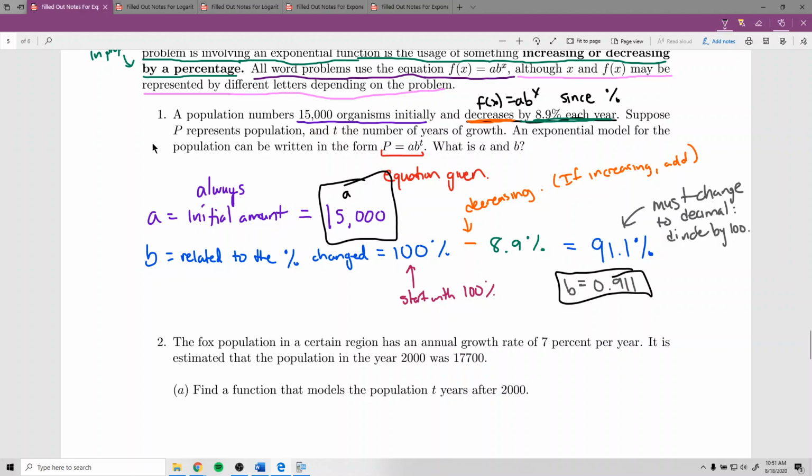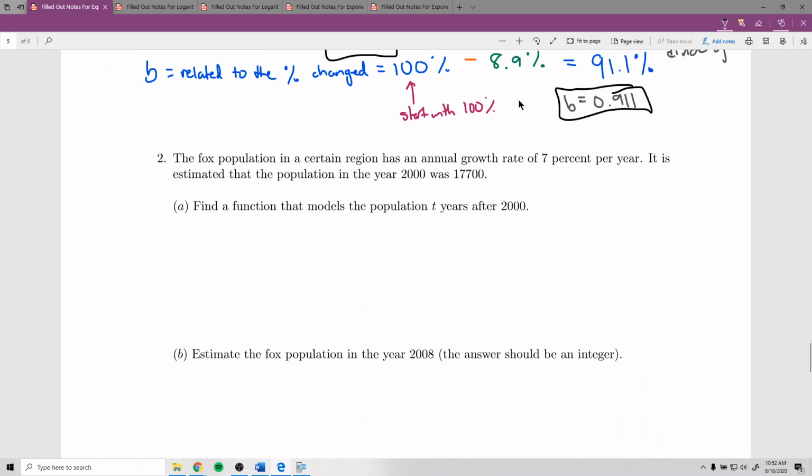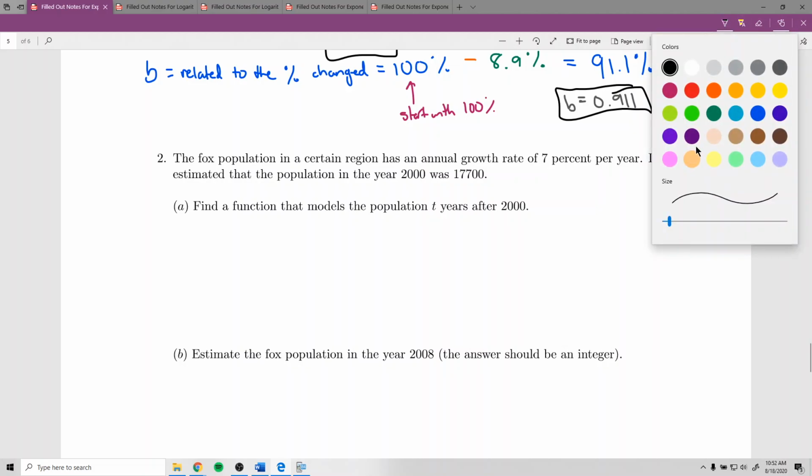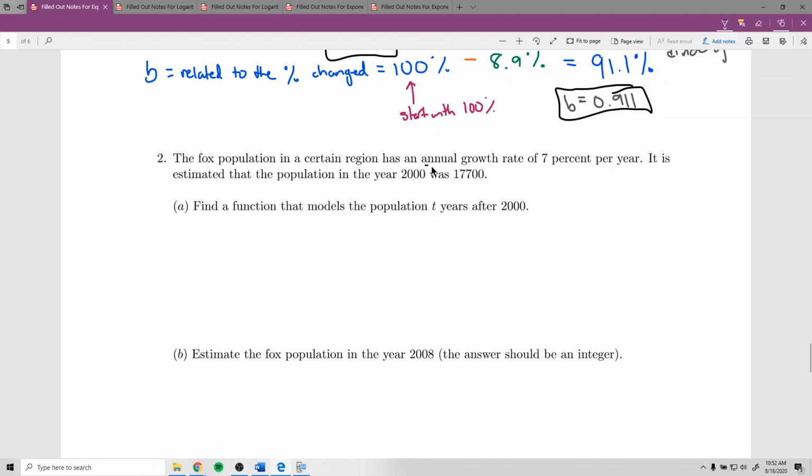All right, the next one is going to be very similar to this, but then we'll do something with the equation we get. So this one says the fox population in a certain region has an annual growth rate of 7% per year. Once again, percentage means we have the function p equals a times b to the t. The reason I'm using p and t instead of y and x is I'm just using p for population and t for time. But this is telling us it's exponential.